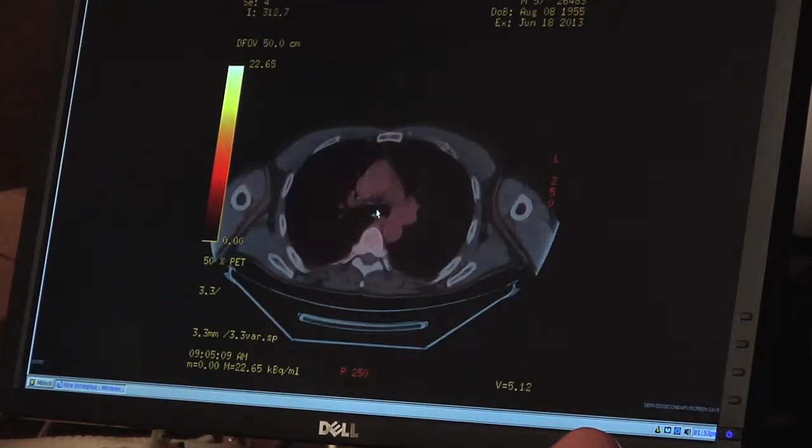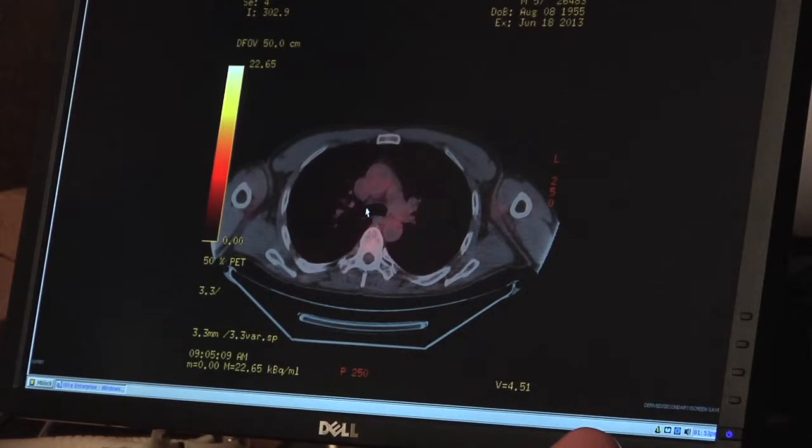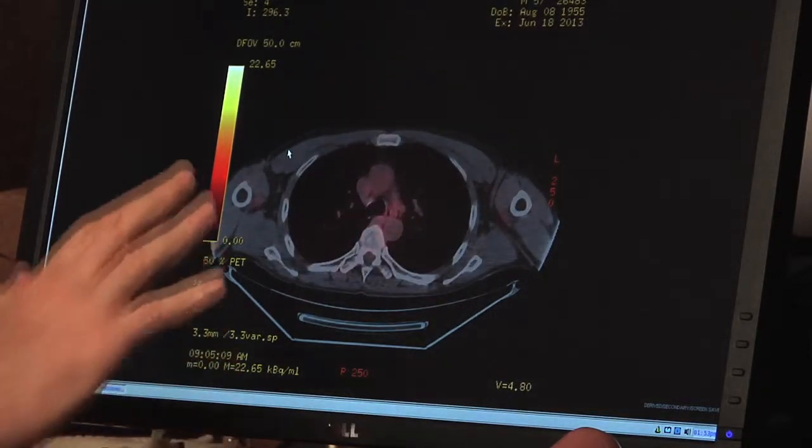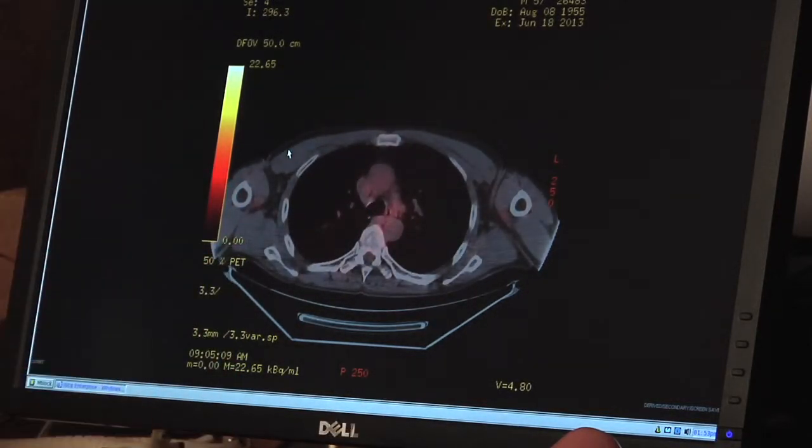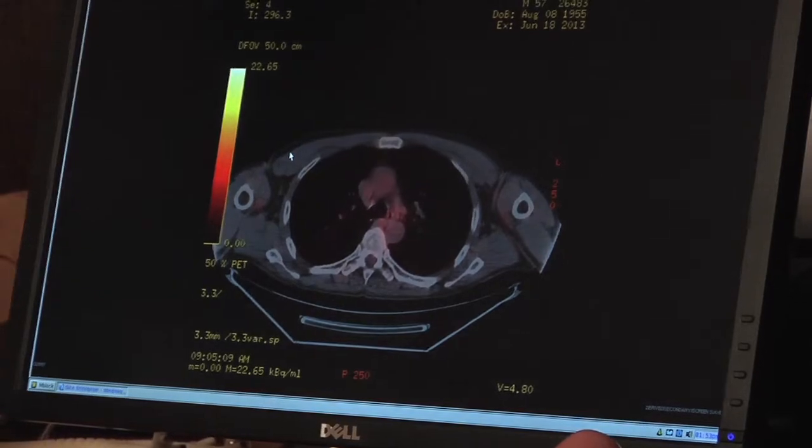In this patient, the lymph nodes don't show up on the PET scan. So the combination of not seeing them on the CAT scan and not seeing them on the PET scan is a very good predictor that they're going to be negative. Not always. Sometimes we have to biopsy the lymph nodes.